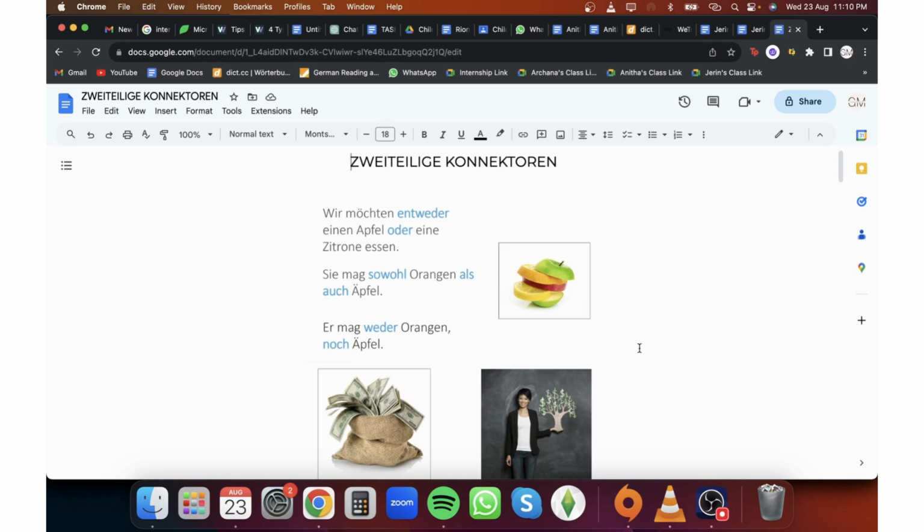That means we not only have one connector, but also another. So I used a two-part connector here. Not only do we have one connector, but also another connector in the same sentence. That is what two-part connectors are.